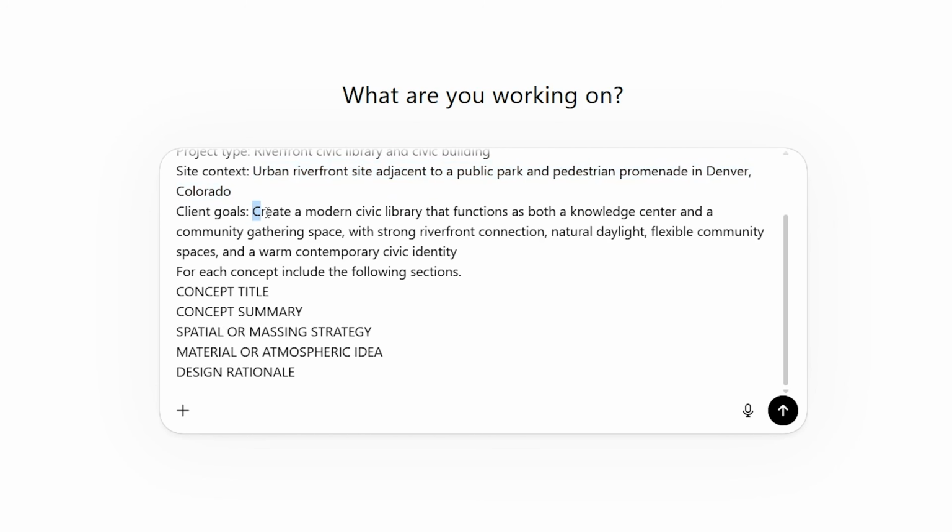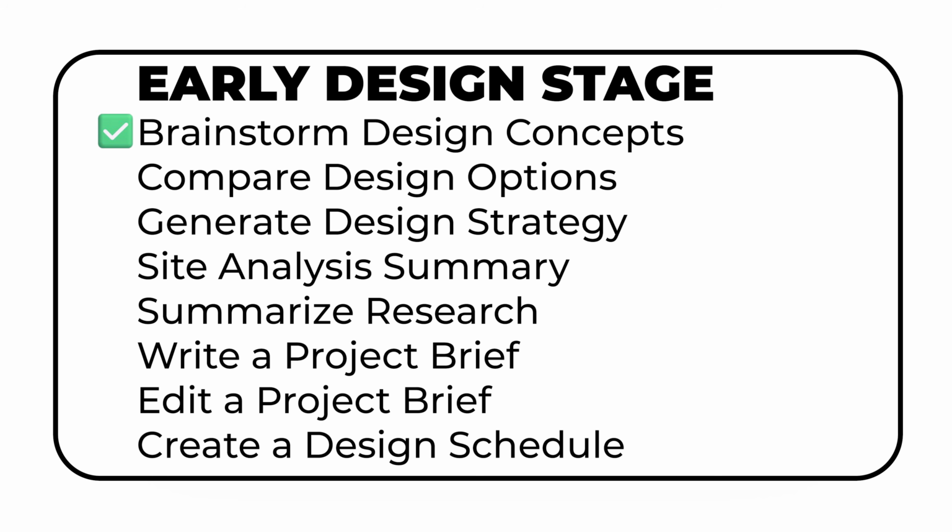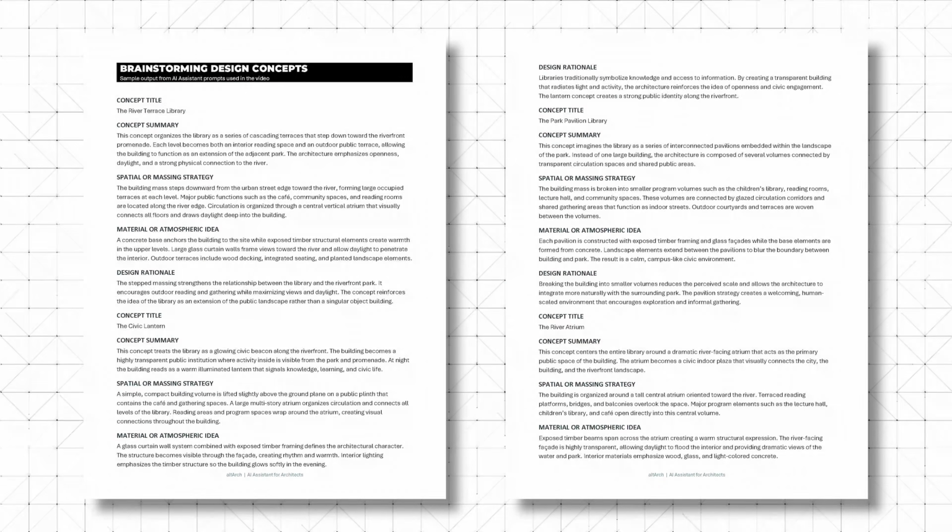For client goals, create a modern civic library that functions as both a knowledge center and a community gathering space with strong riverfront connection, natural daylight, flexible community spaces, and a warm contemporary civic identity. After you're done, press enter or click send. This is the output from the prompt.